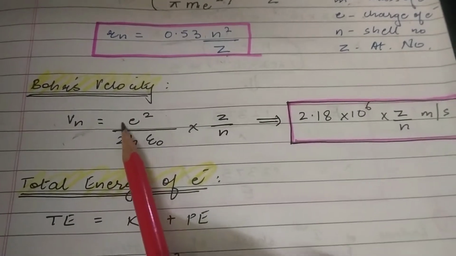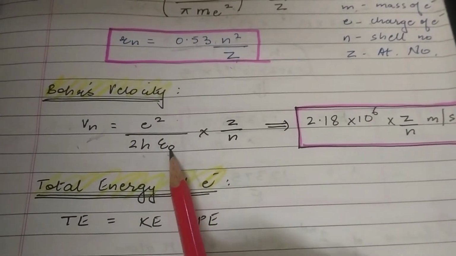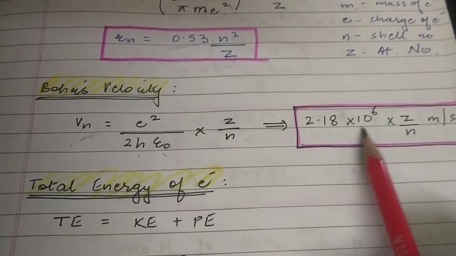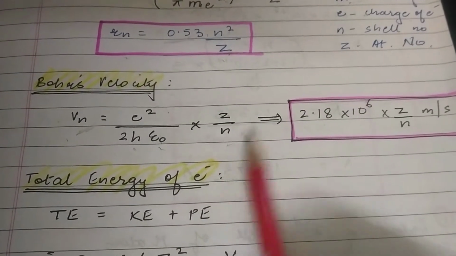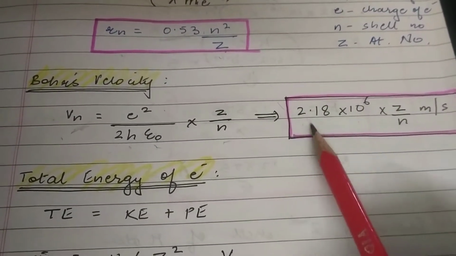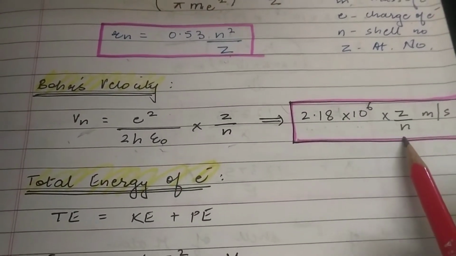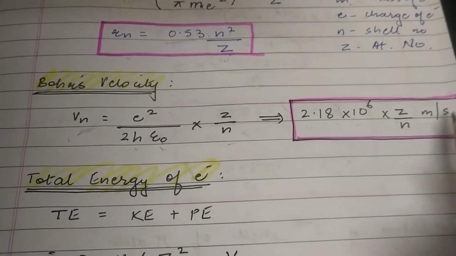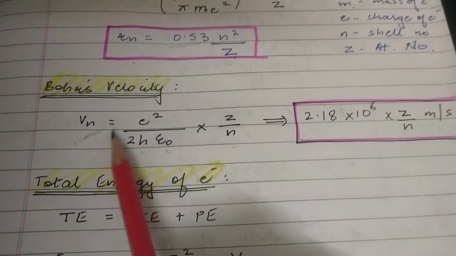Similarly, as you can see, these terms, e square upon 2h epsilon naught, they are constants. Putting the values, we work it out like this: 2.18 into 10 to the power 6. Z is the atomic number, n is the shell number. So you need to remember this: 2.18 into 10 to the power 6 into Z upon n, and you get the value of the velocity in meters per second, and this is the velocity with which the electron is revolving around the nucleus in the nth shell.